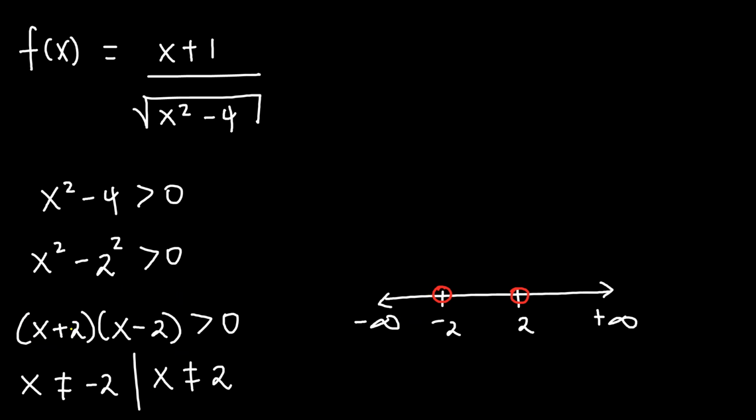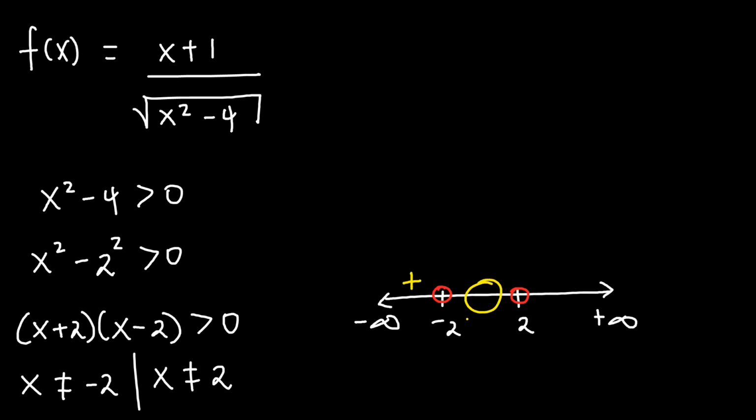Let's say we put in negative 3. Negative 3 plus 2 will give us negative 1, so this is negative. And then negative 3 minus 2 will be negative 5, so this is negative. A negative times a negative will give us a positive, so the first region is positive.